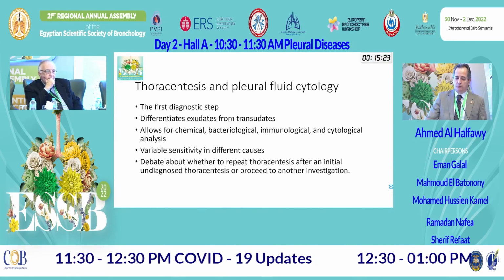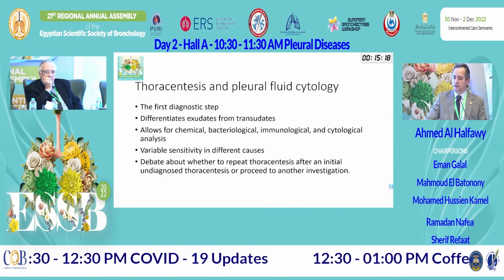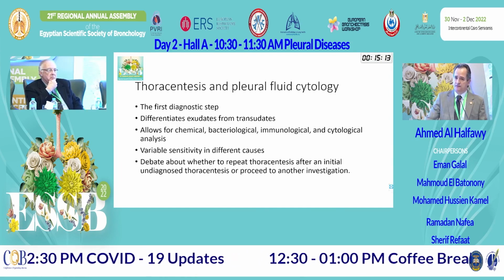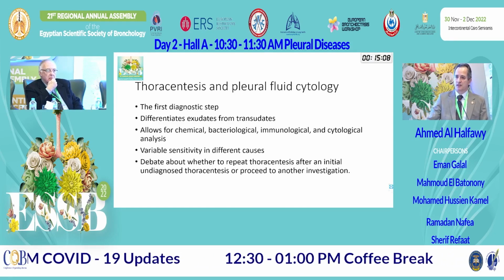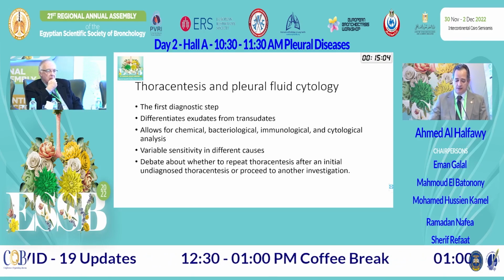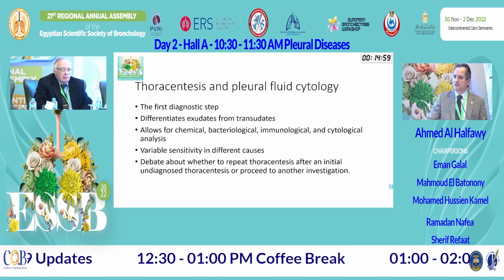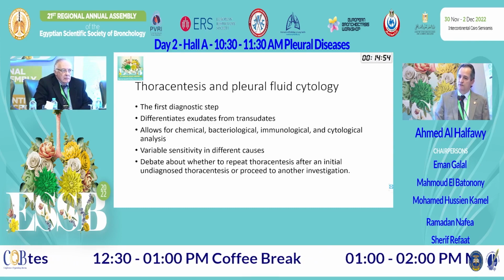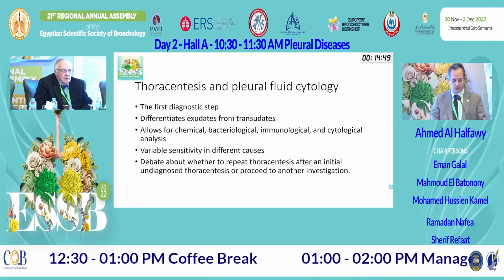The first step in diagnosis would be thoracentesis to differentiate exudates from transudates and order all the tests that we want, but it has variable sensitivity in different causes. So in adenocarcinoma, it's different than in small cell metastatic disease. And the debate is about whether to repeat the thoracentesis or move on to another mode of investigation if the initial one is non-diagnostic.